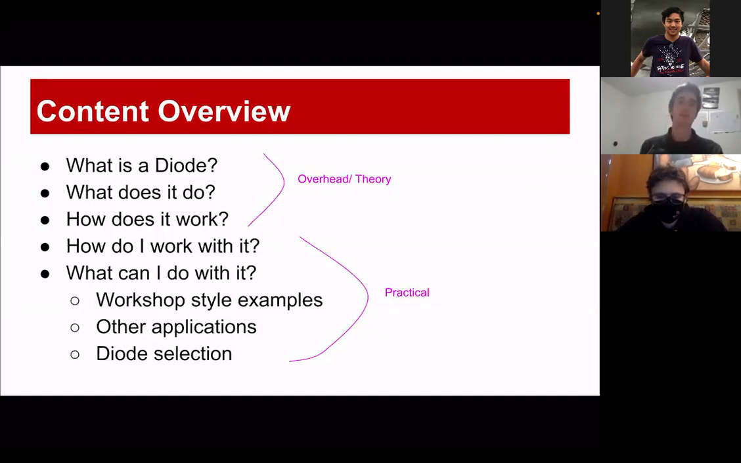So our content overview. We're starting off with: what is a diode? What does it do? How does it work? Those are our three overhead and general theory questions.